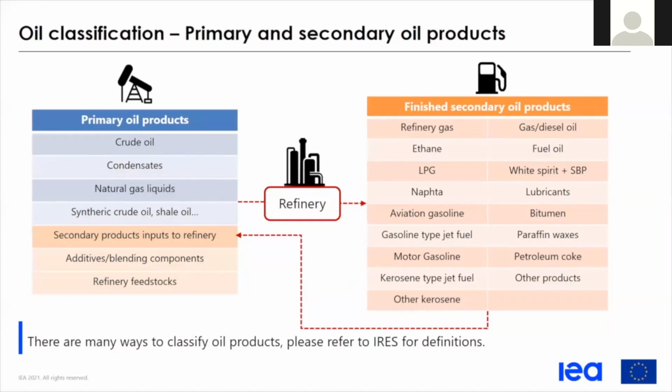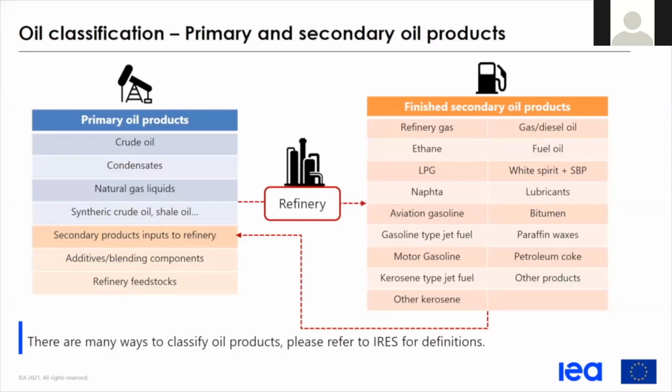so the International Recommendation for Energy Statistics from the United Nations. This is the methodology that we are following at the IEA and that is followed by most of the international organizations. So to discuss it a bit more in detail, in primary oil products, you will find crude oil and natural gas liquids, for example, coming from oil wells or natural gas fields. But you can also find some synthetic crude oil, which we'll discuss a little bit later, and some secondary products as inputs to the refinery, additives and feedstocks, for example.